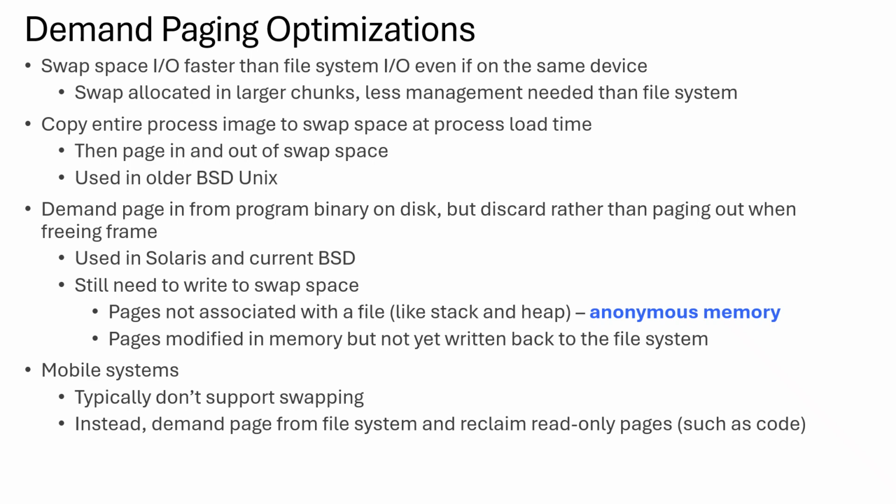Then demand paging optimization. Swap space I/O is faster than file system I/O, even if on the same device. Swap is allocated in larger chunks, so less management is needed than for the file system. So it copies the entire process image to swap space at process load time, then pages in and out of swap space. Demand paging from the program binary on disk discards pages rather than paging them out when freeing frames.